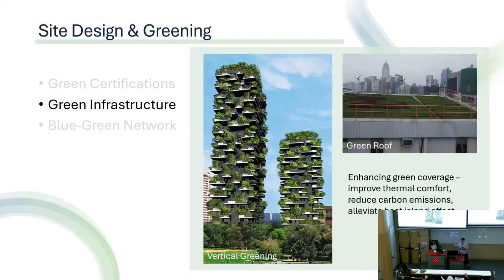And of course, there's also green roof and vertical greening. So this is more of how to improve the amount of green coverage we have in the cities, to ensure that there are places, for example, urban sinks or carbon sinks inside urban areas, and to cool down our cities themselves.